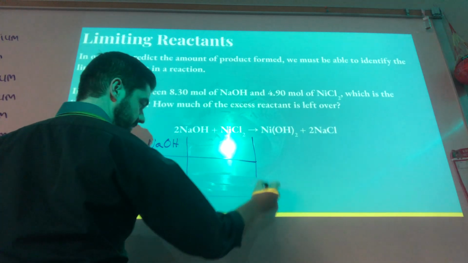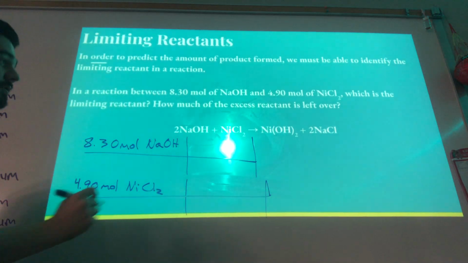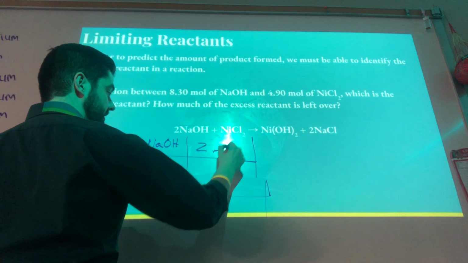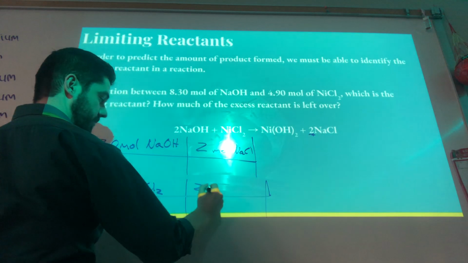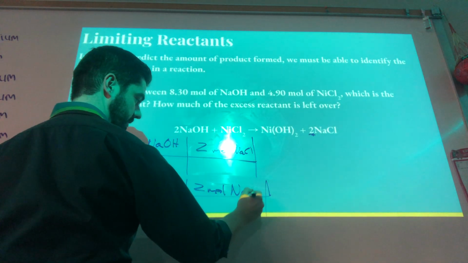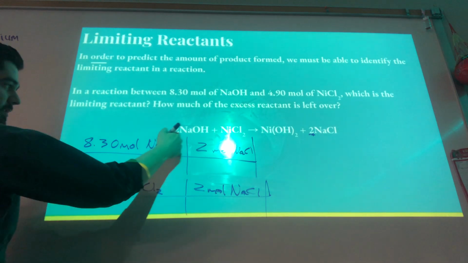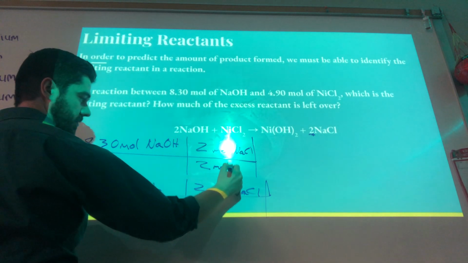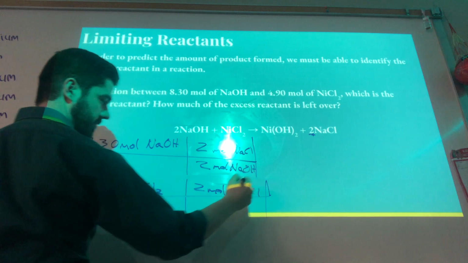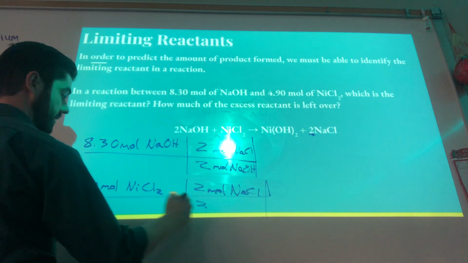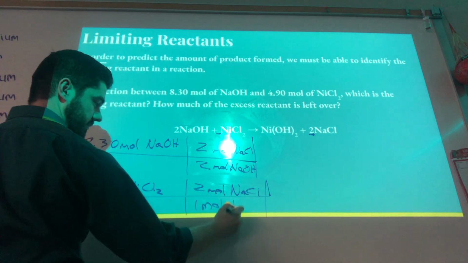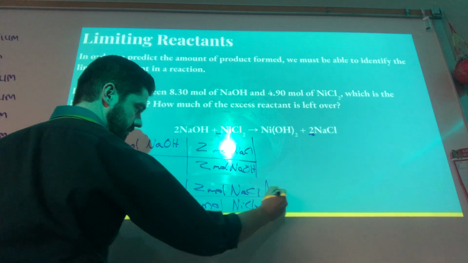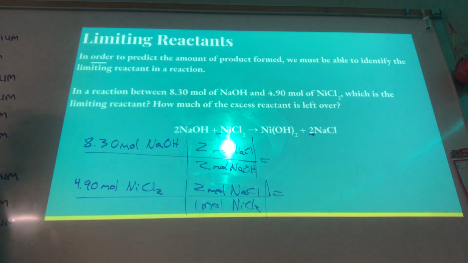So we're going to take these and convert to NaCl. I get 2 moles of NaCl, because I'm using my coefficients. Molar ratio, 2 moles NaCl for sodium hydroxide, there's 2 of that. And then 1 mole of nickel chloride. We're calculating the theoretical yield based on those 2 starting amounts.